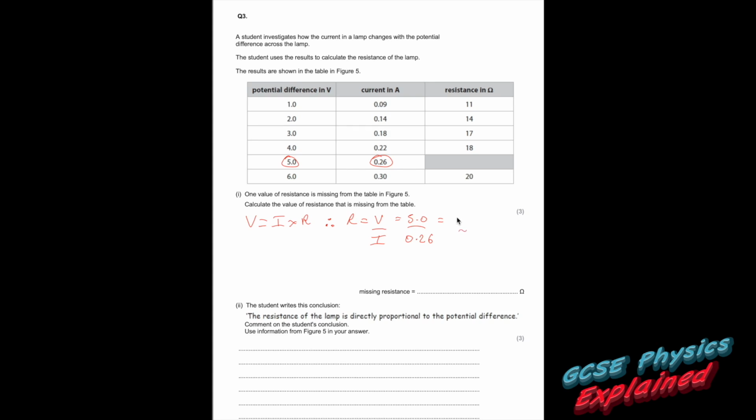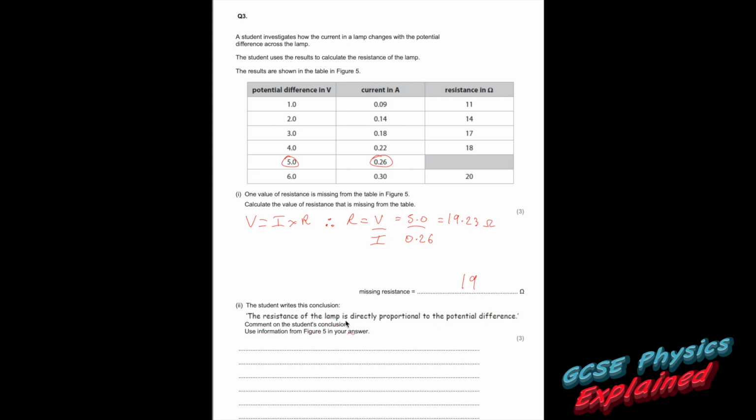So that equals 19.23. You can see there's no decimal places in the values of resistance they've given you, so we'll just round ours down to 19. Make sure you show the full value up there just in case. The student writes this conclusion.